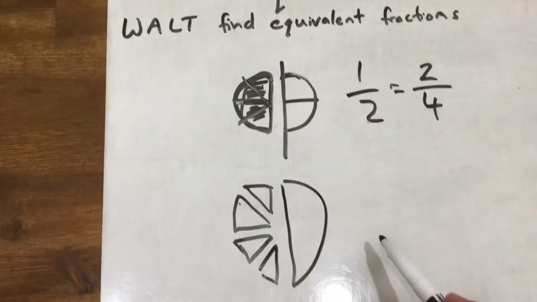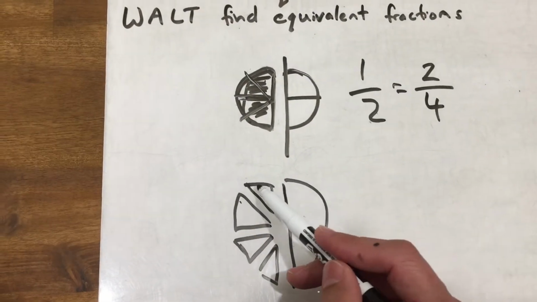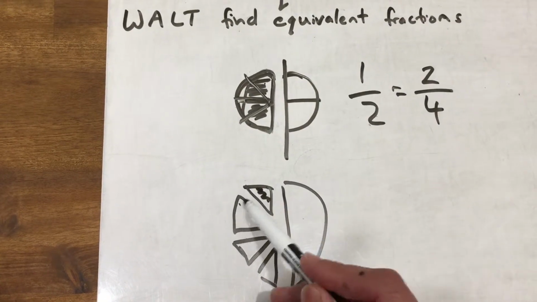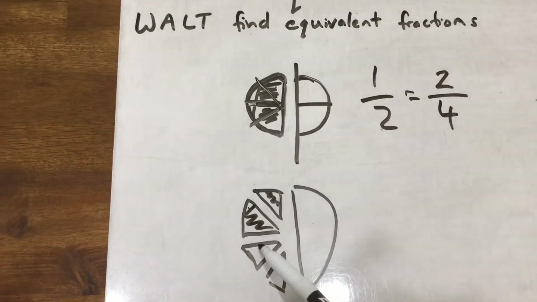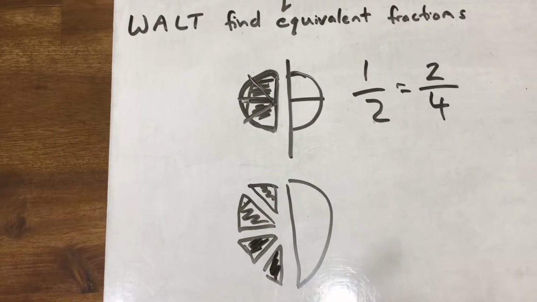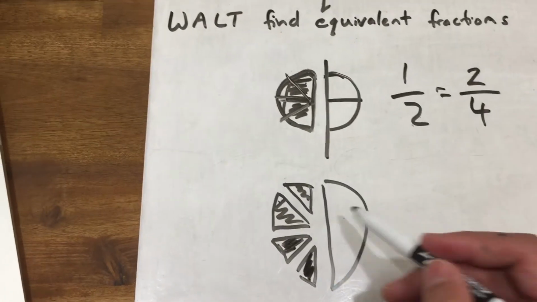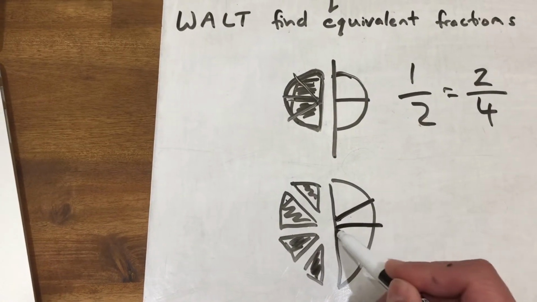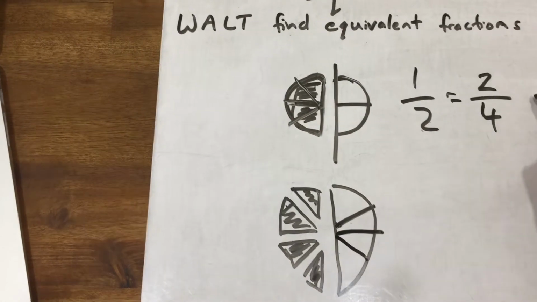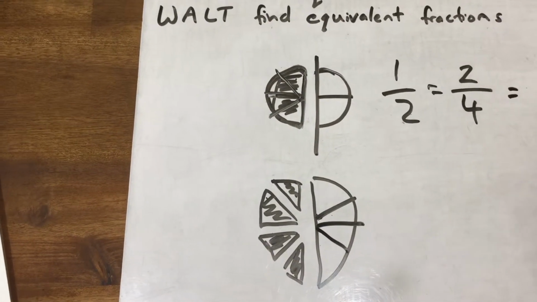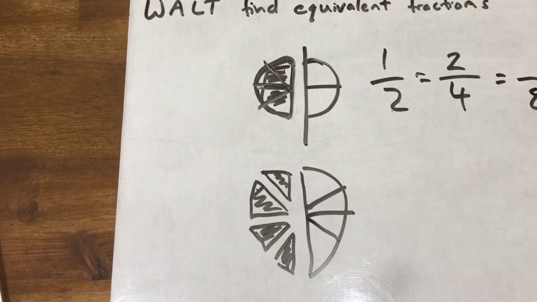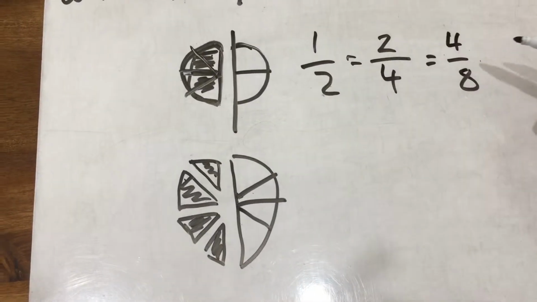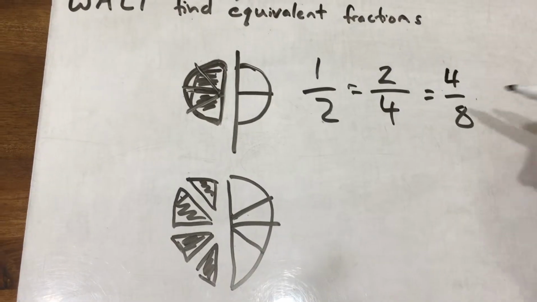So of my half, I'm just drawing it down here, you can see that I've cut what was my 2 bits into 4 bits, and if I cut that to 4 bits, I've actually made it now 8ths. And you can see there on my half, what was my original halves, I've got 4 bits. 4/8.